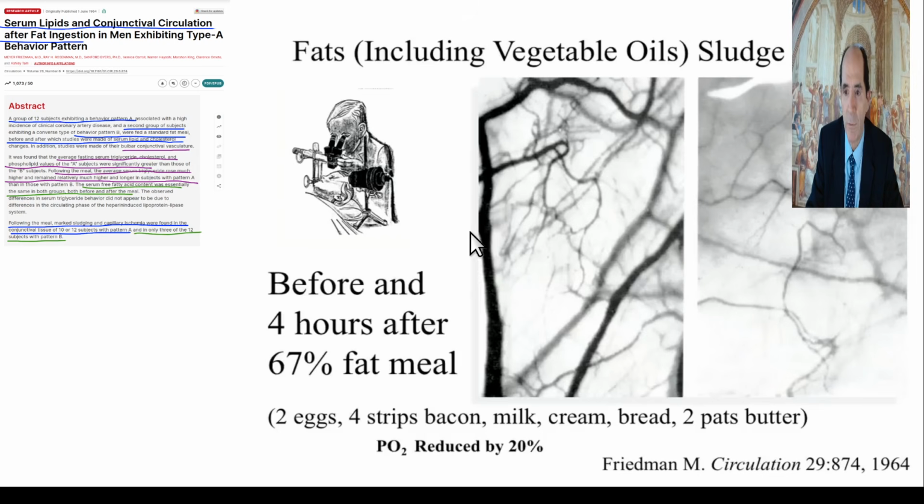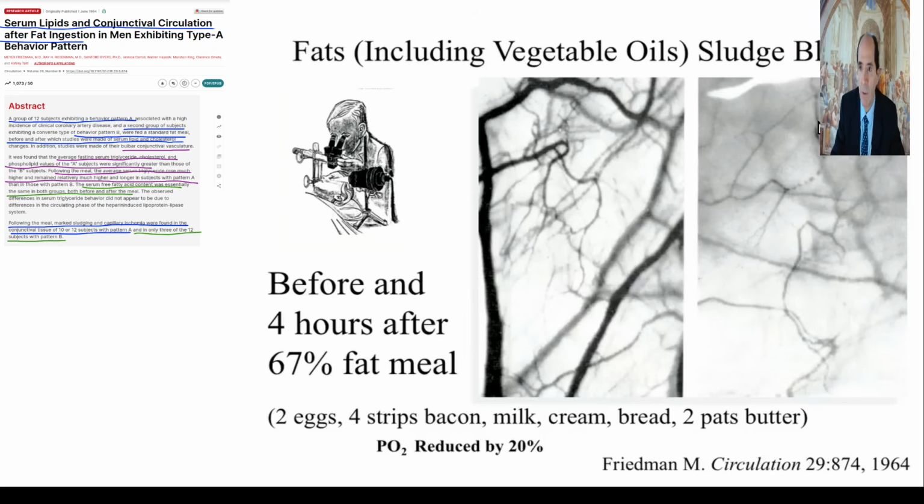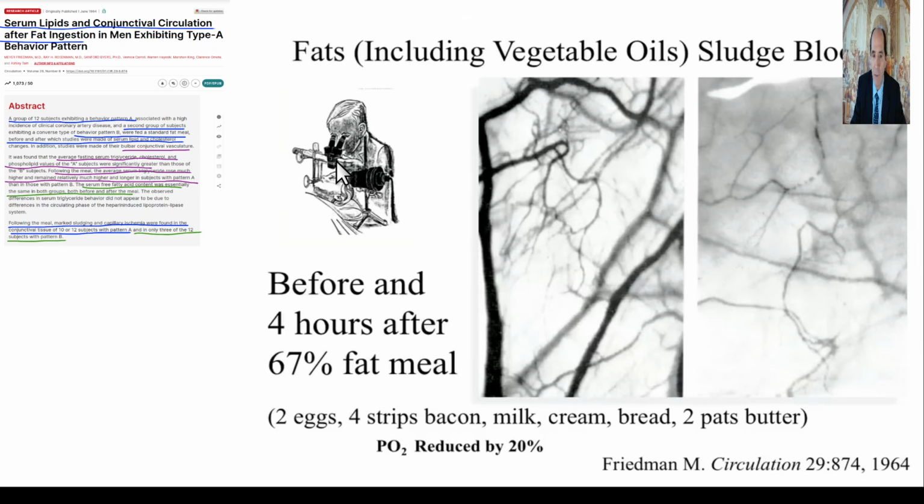Here's the article by Ray Rosenman and Meyer Friedman. And they were observing the little tiny arteries in the eye, on the eyeball, with an 80 magnification microscope. And this is 4 hours after feeding them the high-fat meal. This particular study was a lot of sat fat because it's coming from bacon and milk and butter and cream. It reduced the oxygen delivery by 20% to the tissues. That's a lot.